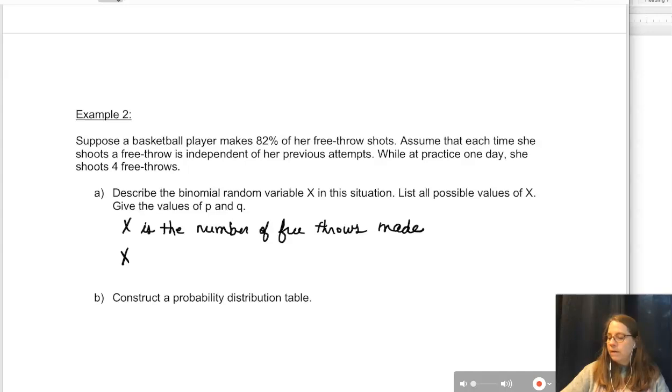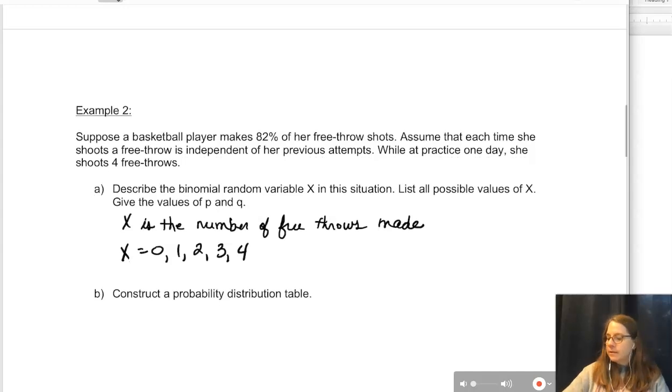X can take on the values 0, 1, 2, 3, or 4, because that's the number of shots she's going to attempt. The probability of success, in this case success would be making a free throw.